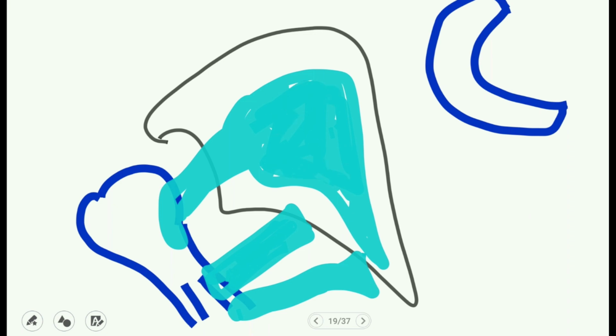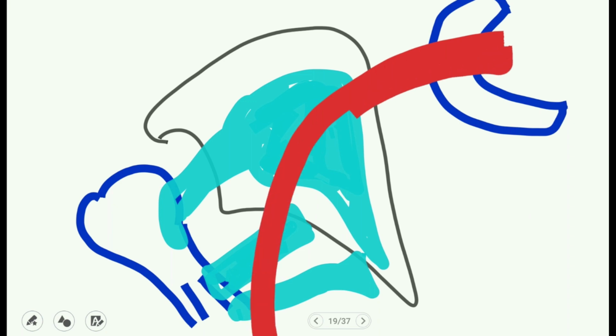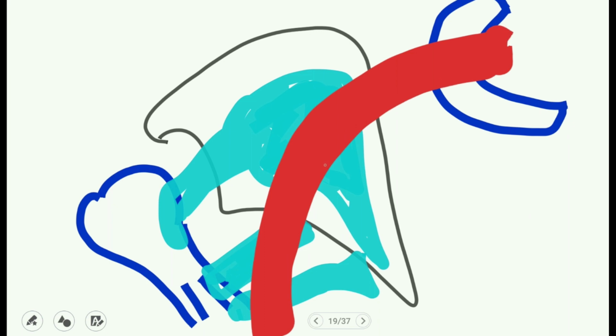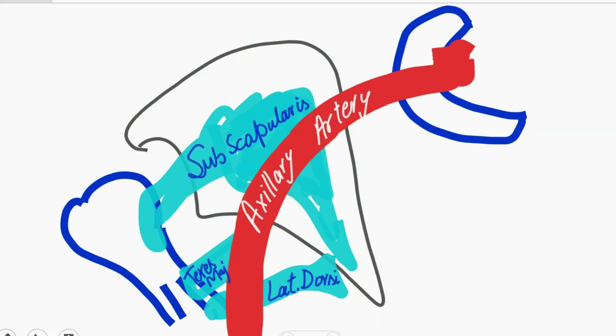Now I'll draw axillary artery here and I'll show you what are the muscles present over the back of the axillary artery. Axillary artery is present in the axilla, and the back wall of the axilla we've got subscapularis muscle, teres major muscle, and latissimus dorsi muscle. Here you can easily note down that posterior aspect of the second part of the axillary artery, we have got the subscapularis muscle, and posterior aspect of the third part of the axillary artery, we have got the teres major muscle and the latissimus dorsi muscle. So this is about the posterior relations of the axillary artery.